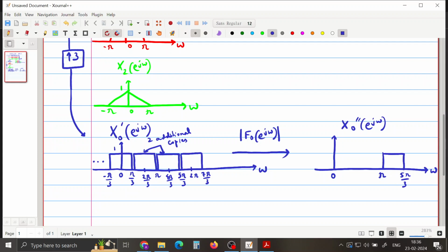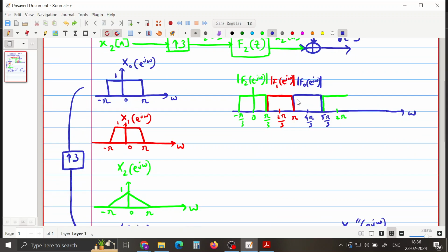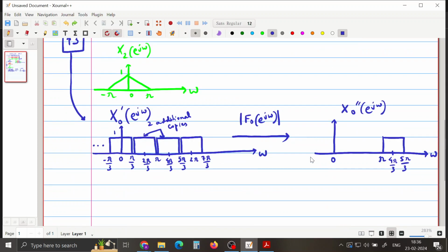This portion will exist, and this is 4 pi by 3, centered at 4 pi by 3. So basically only this block, this spectrum, this copy survives, right? Because you are filtering it through F0 of z. So nothing special in this.